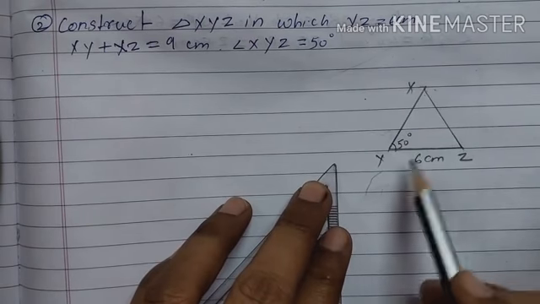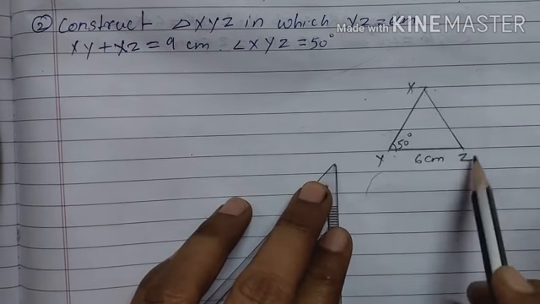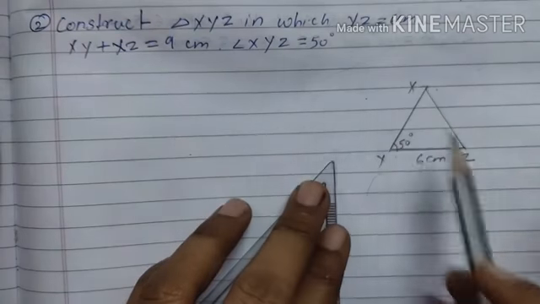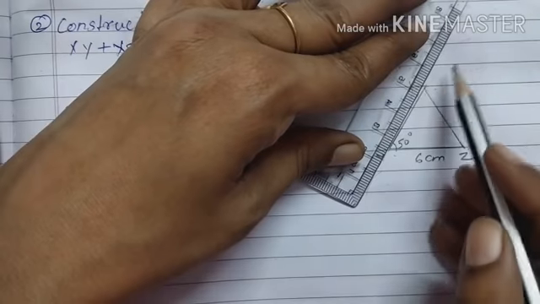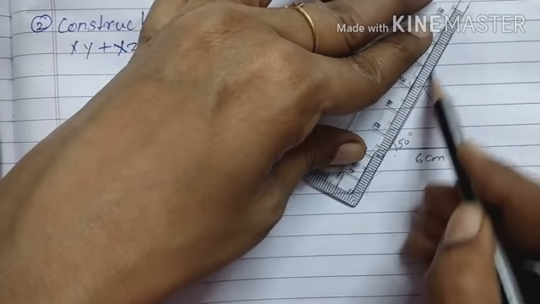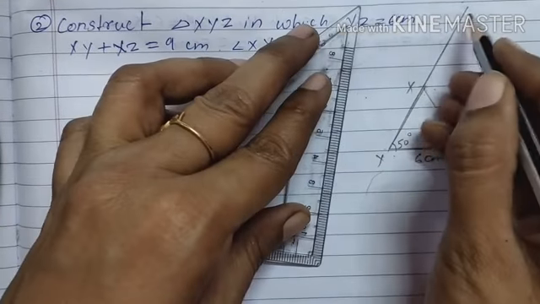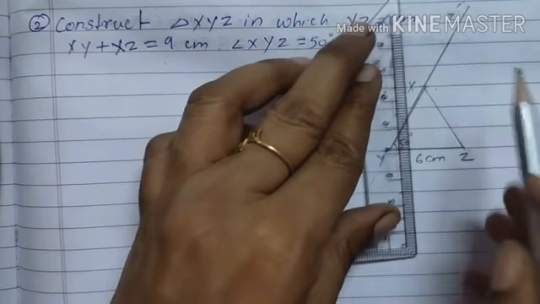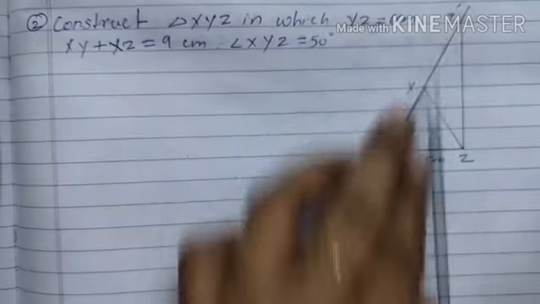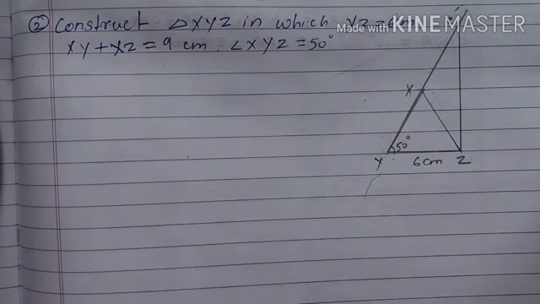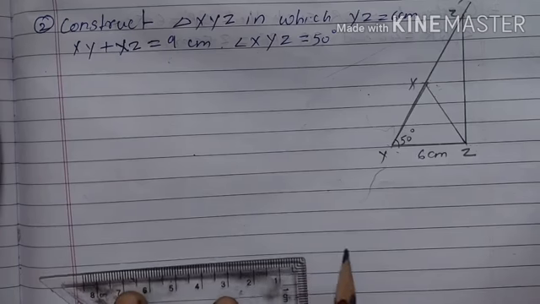Now we have to add XY and XZ. If you add XZ to XY, then the length of XY gets increased. In XY add XZ. Take one point, call it Z dash. Now join Z dash with Z. This is the rough figure of this question. Now start the fair construction.